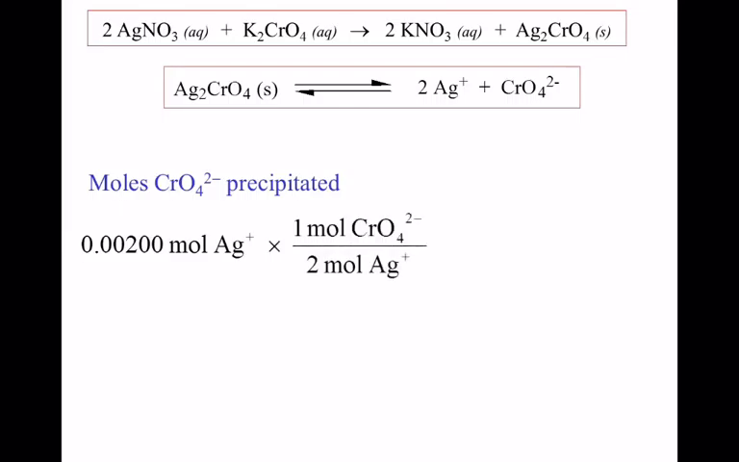So the moles of the chromate that precipitated, assuming that all of the moles of the silver came out. So this was the moles of the silver we had. We recognize that because the formula for the insoluble salt is Ag2CrO4, 2 moles of Ag+ will go out for every 1 mole of CrO4 2-. So then that means that the amount of CrO4 2- chromate that came out of solution was just 0.00100 moles.